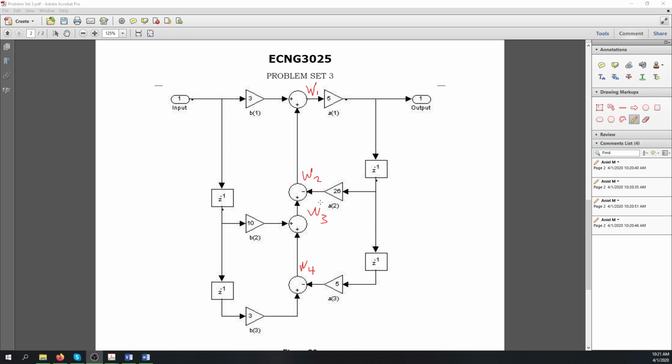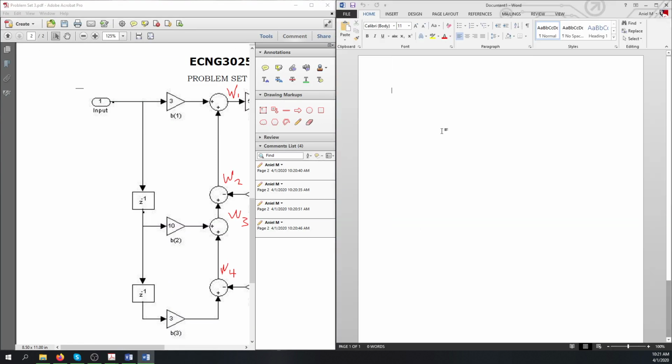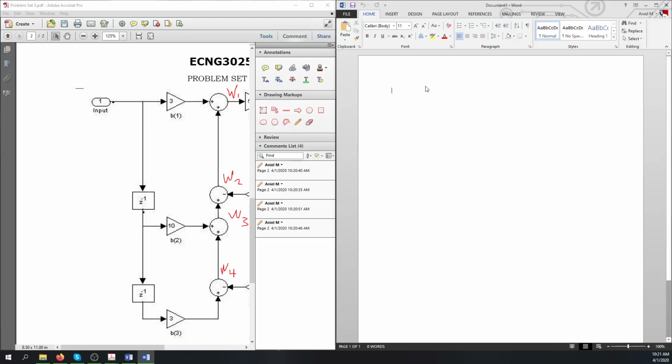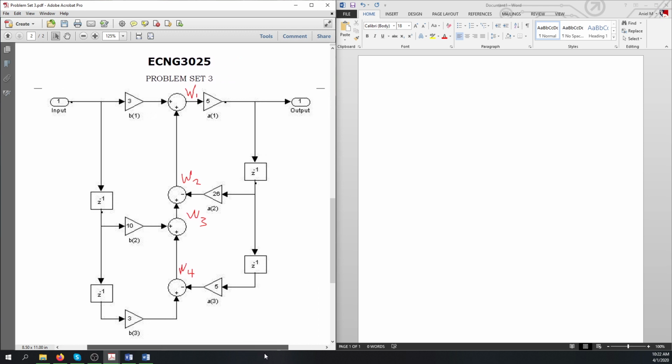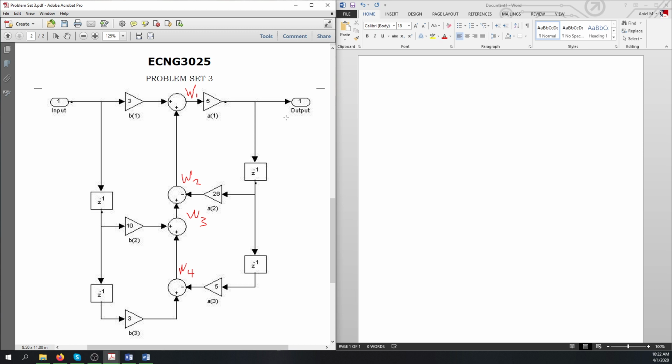Alright, so because we set up W1, 2, 3, and 4 here to be our intermediary signals, that means now we can start formulating the outputs as well. So for W1 here, we can basically formulate this in terms of the output and the input. Right, so let's call the output here y of z, and let's call the input here x of z.